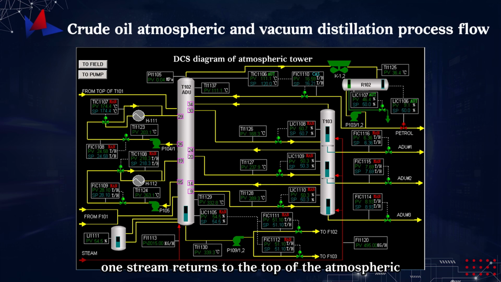One stream returns to the top of the atmospheric tower as top cold reflux. The other is sent out of the unit as naphtha product. The water phase is pressurized by the overhead water pump and sent to the sour water stripper.